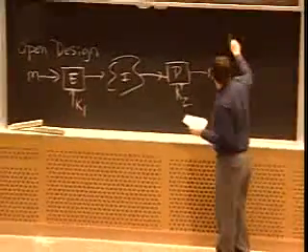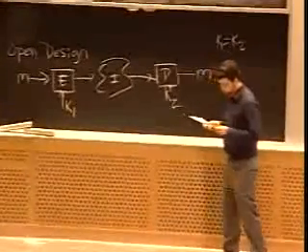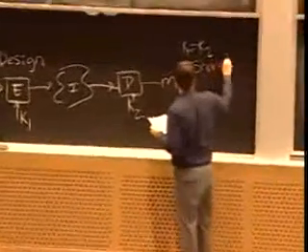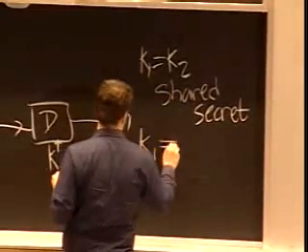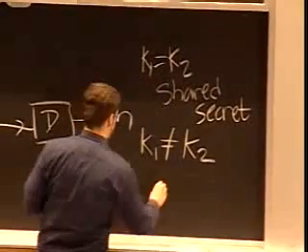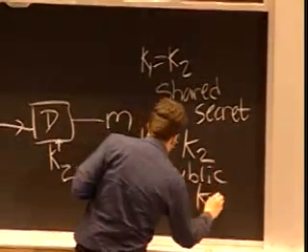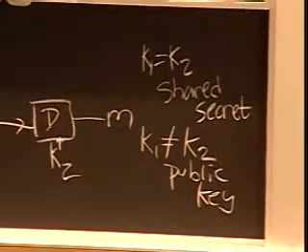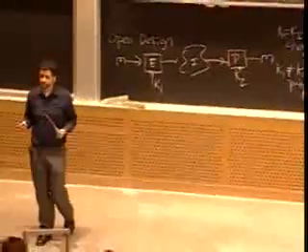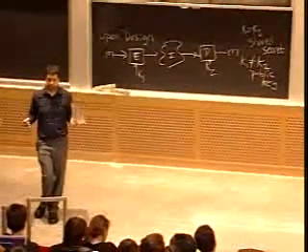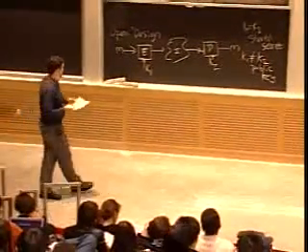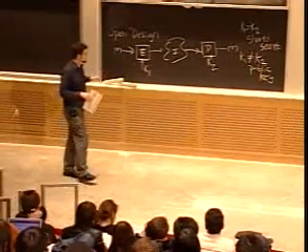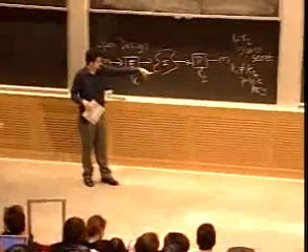Okay, so if K1 is equal to K2, we say that this system is a shared secret system. And if K1 is not equal to K2, we say that this is a public key system. In the case where K1 is equal to K2, these two keys are the same, and Alice and Bob on the two ends have exchanged information about what this key is before the protocol started. Alice called up Bob on the phone or saw Bob in the hallway and said, hey, the key is X. They agreed on this beforehand, and now they can exchange information.